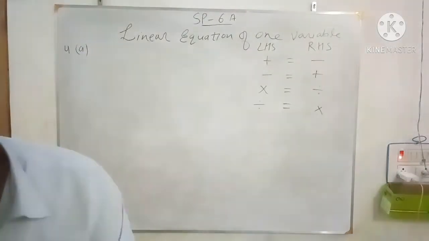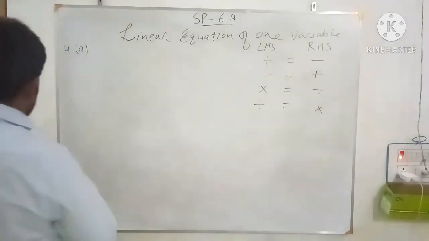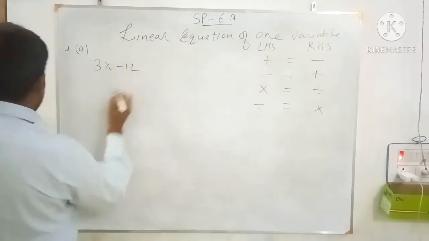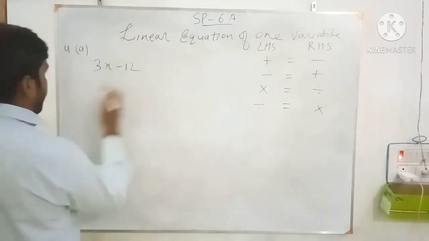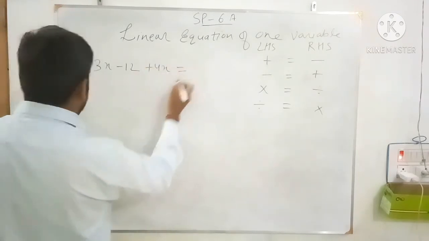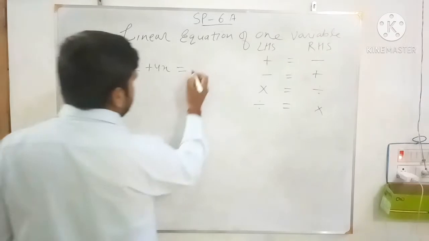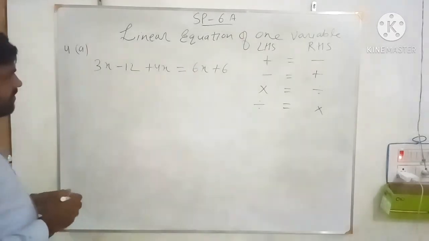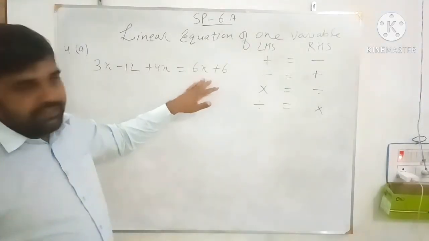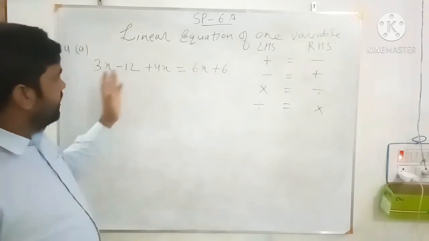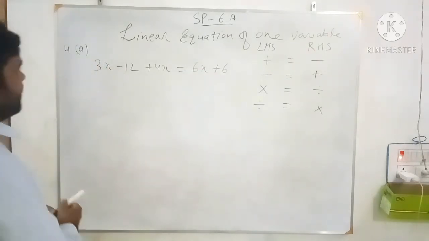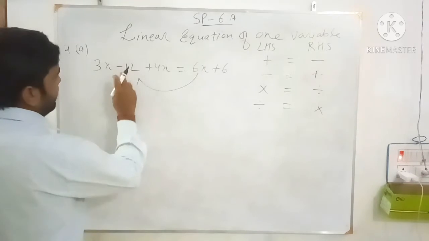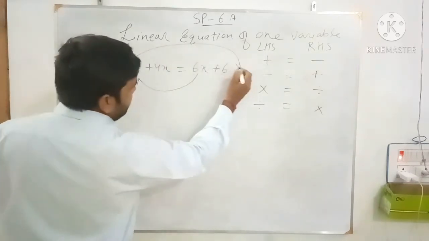So this 4th A, the equation is 3x minus 12 plus 4x equals 6x plus 6. So again in this equation we will transfer all the terms from the right hand side which contain the variable x, that is 6x, to the left, and the constant from the left hand side to the right hand side. So this I will transfer to the left, and this constant minus 12 I will transfer to the right.